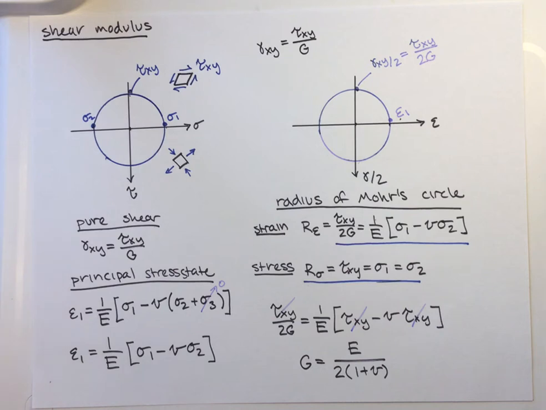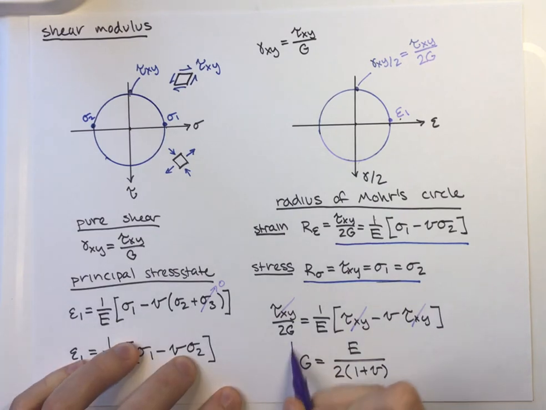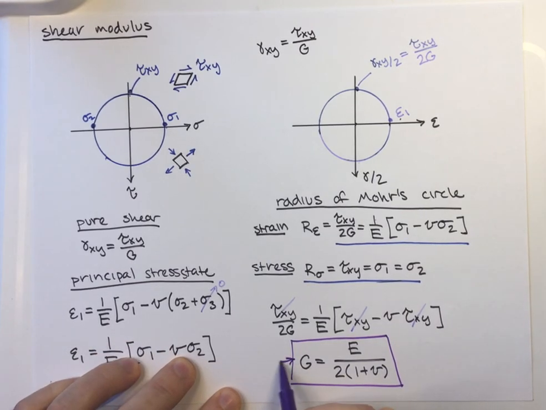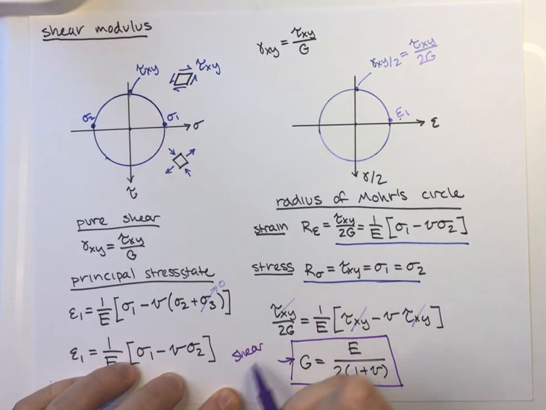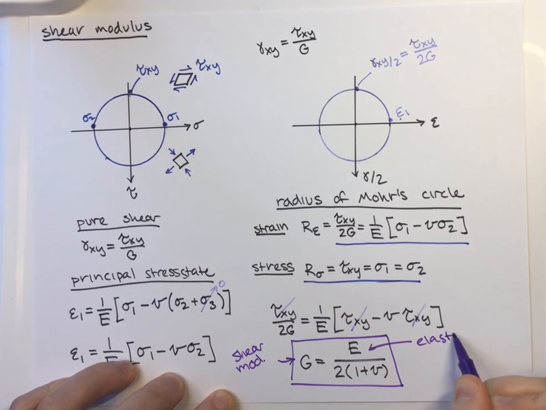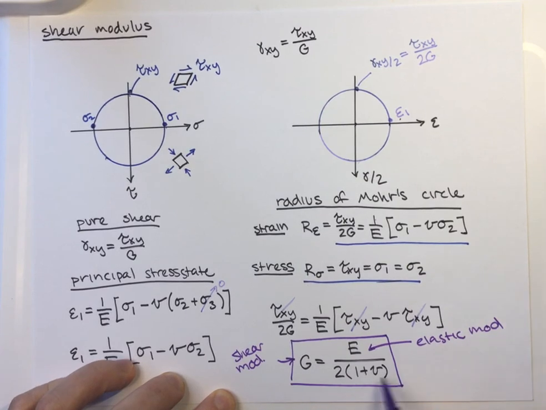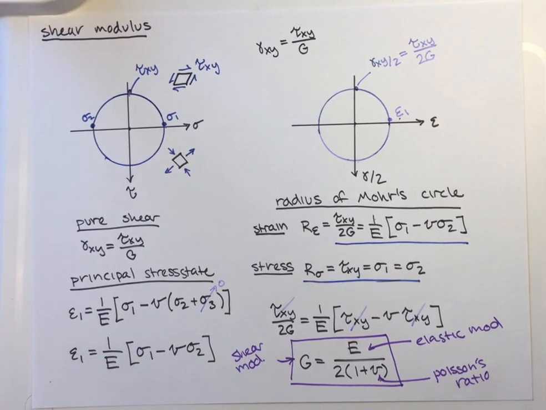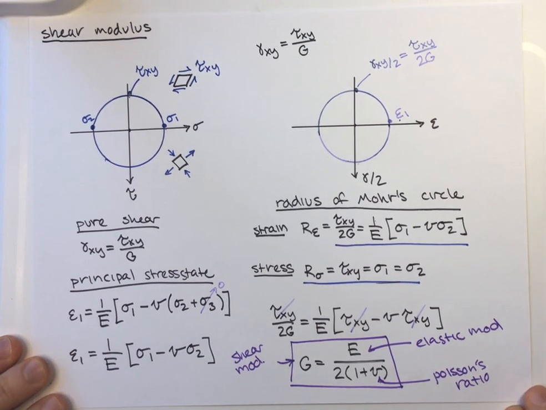And so there you go. Just like before, we have a relationship here. This is the shear modulus, here's the elastic modulus, here is Poisson's ratio. So now we have a way to go from our shear modulus and bulk modulus to our elastic modulus and Poisson's ratio, and vice versa.